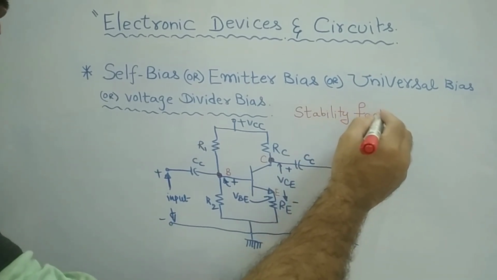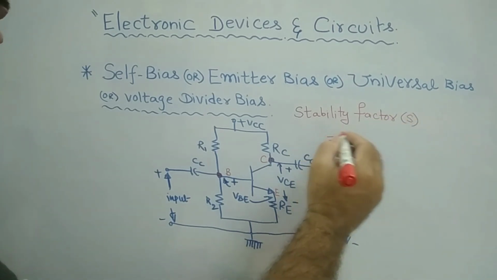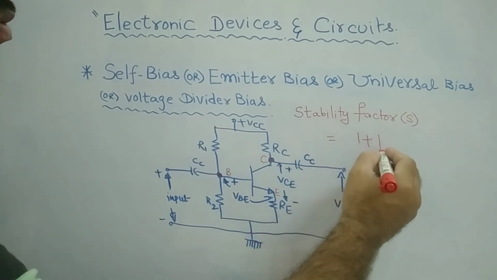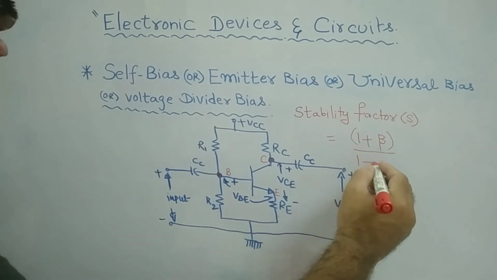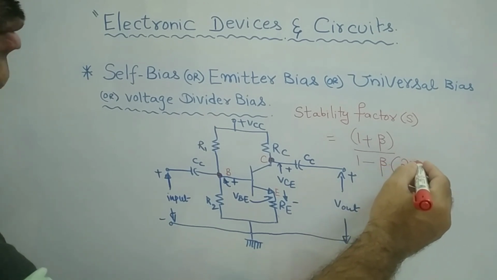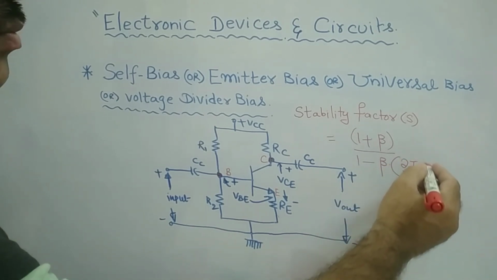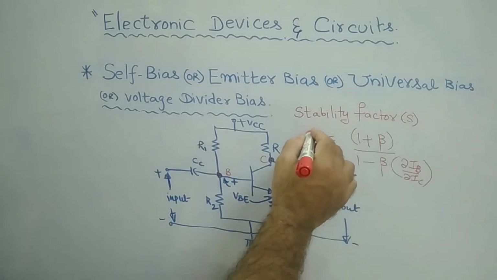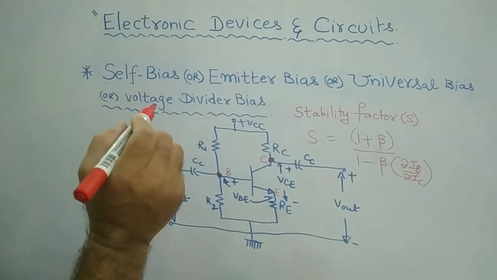The stability factor S is equal to, what is the formula that we have seen? It is (1 plus beta) times (1 minus beta) into dou IB by dou IC. This is the expression for S. Always you have to remember, very, very important formula.